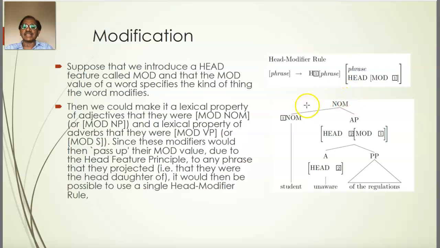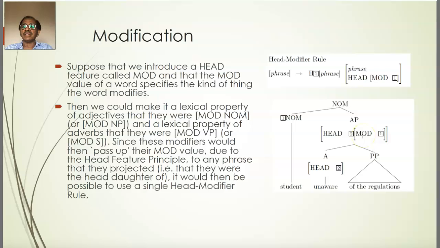So this noun consists of a noun and an adjective phrase. Unaware of the regulations is an adjective phrase. So this adjective has a head feature which takes a PP. That is the PP here. Okay, this PP is the modifier. This PP has what? Head modifier with a value.